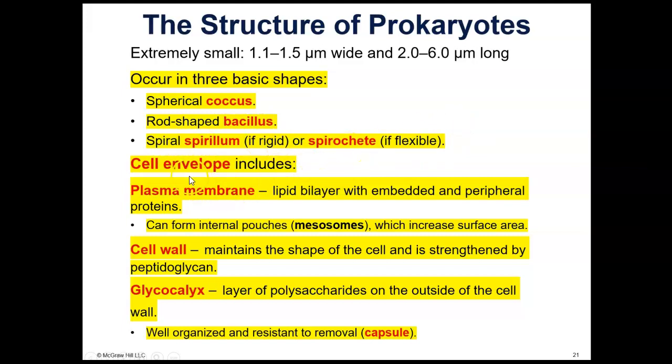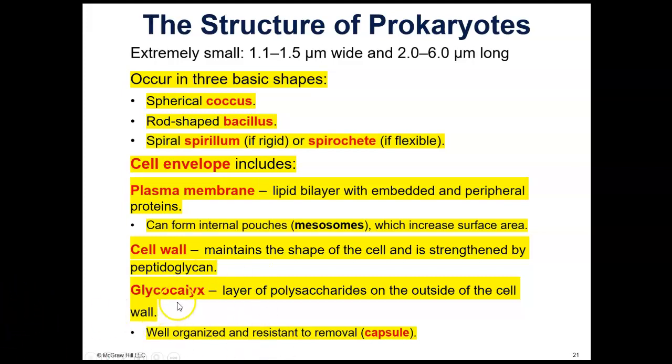And then the cell envelope of a prokaryote is the entire structure that surrounds the cell. The plasma membrane is the innermost layer, and it is a double layer of phospholipids, or a phospholipid bilayer. Outside the plasma membrane is a cell wall composed of peptidoglycan, and that will be important at some point, so make sure you know that. Actually we should be clear, peptidoglycan is only found in the cell walls of bacteria, so not archaea.